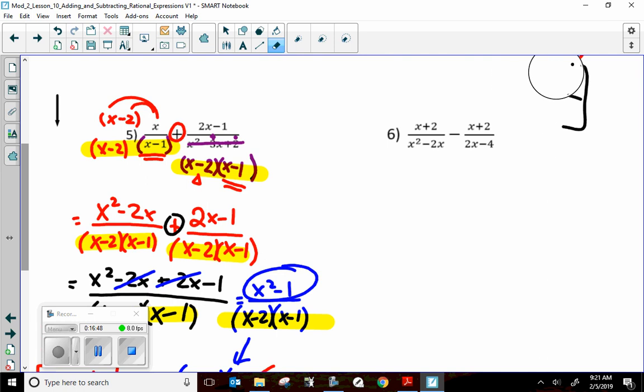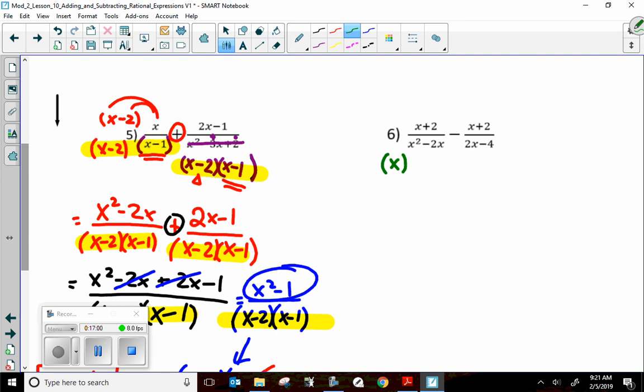I'm going to factorize my bottom, okay? I'm going to make the bottom so that they're in factored form so I can see if anything matches, okay? I think we're seeing a common theme here. The bottom left, I can factor out an x. What would be left? X minus 2. That's my new bottom.